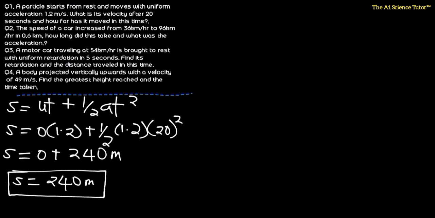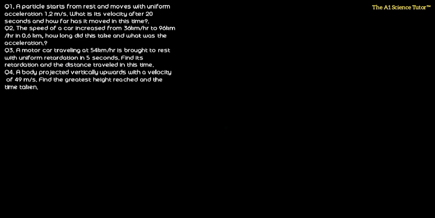Now, having got that, let us move to the second question. The second question says, the speed of a car increased from 36 km per hour to 96 km per hour in 0.6 kilometers. So this is actually the displacement over which this change in speed occurred. How long did this take and what was the acceleration? So we need to find the time and the acceleration.